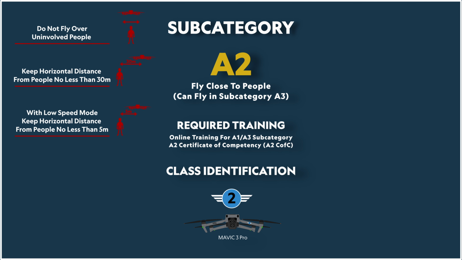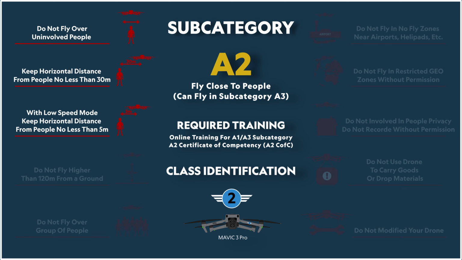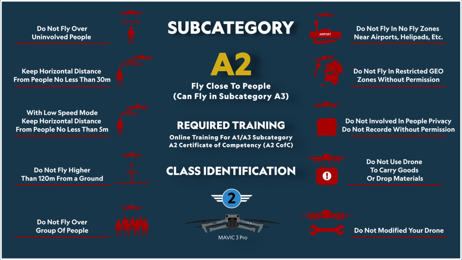With the low speed mode activated, keep a safe horizontal distance from people of minimum 5 meters. Do not fly over 120 meters from the ground. Do not fly over a group of people. Do not fly in the no-fly geozones near airports or helipads. Do not fly in restricted geozones without permission. Do not invade people's privacy and do not record people without permission. Do not use a drone to carry goods or drop materials, and do not modify your drone.